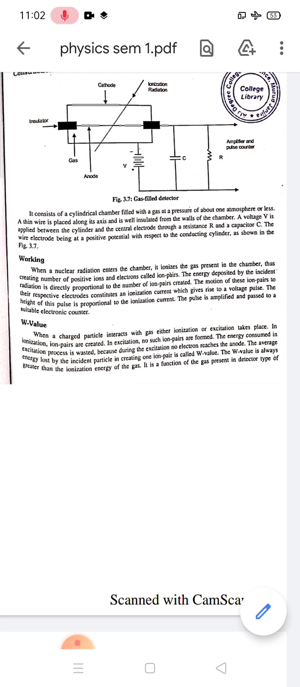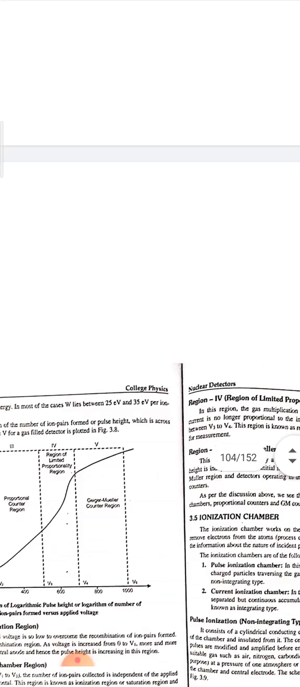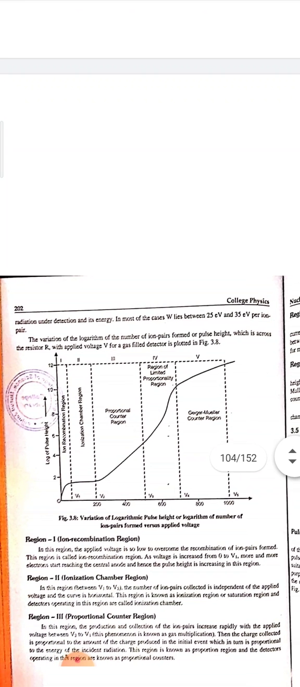The W value is always greater than the ionization energy of the gas. That may come for the MCQ. It is a function of the gas present in the detector, the type of radiation under detection, and its energy. In most cases, W lies between 25 electron volts and 35 electron volts per ion pair. That may come for the MCQ.